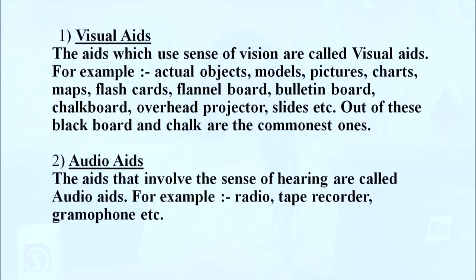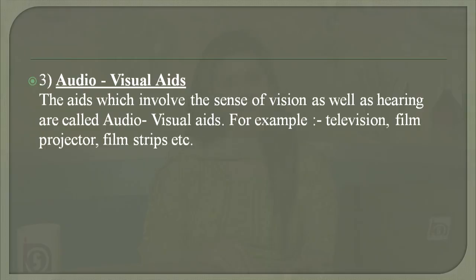Now the other one is audio aids. These aids involve the sense of hearing and are called audio aids. For example, radio, tape recorder, gramophone, etc. And the third one is audio visual aids. It's clear from the meaning of the two words, audio and visual. It means the aids which involve the sense of vision as well as hearing are called audio visual aids, and examples are television, film projector, film strips, etc.